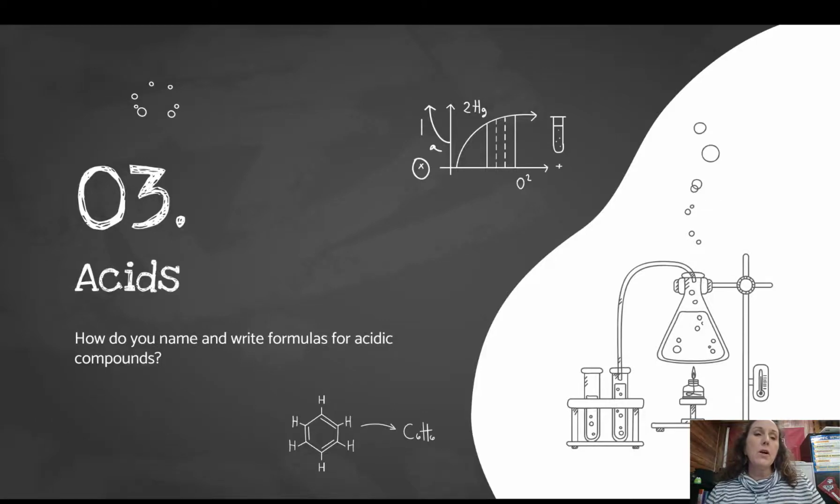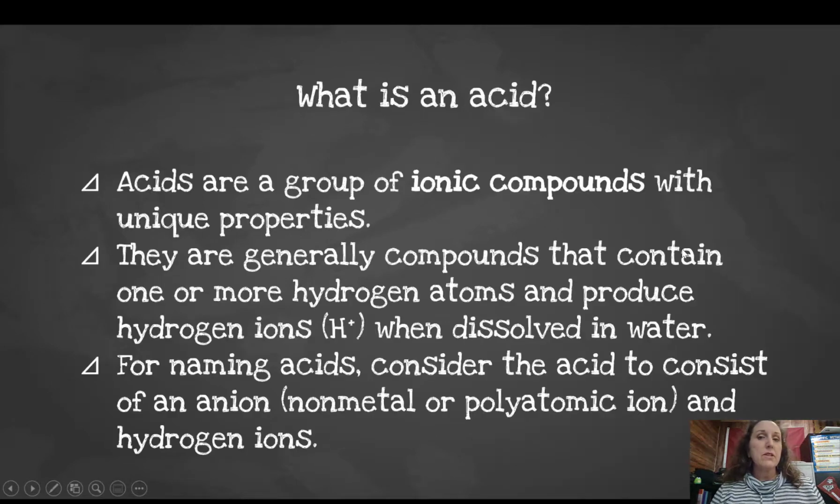All right, so we are going to start today specifically talking about acids and how do we write them and how do we name them. What are acids? Acids are a particular type of ionic compound. Okay, so these are not covalent compounds. So what you know here is that it is going to be between a nonmetal and a metal usually.